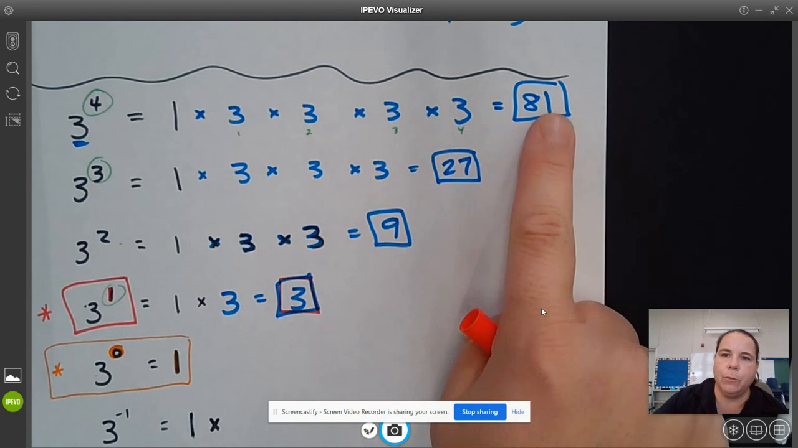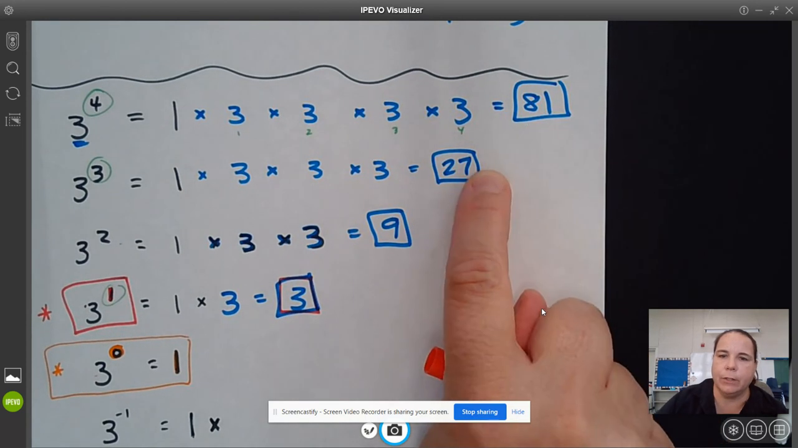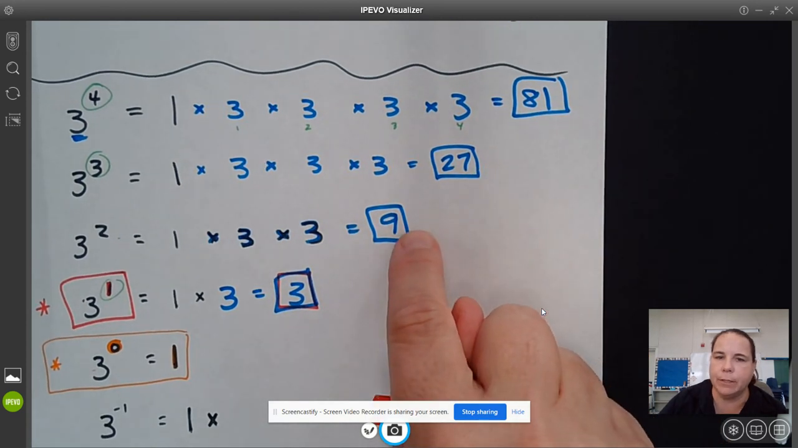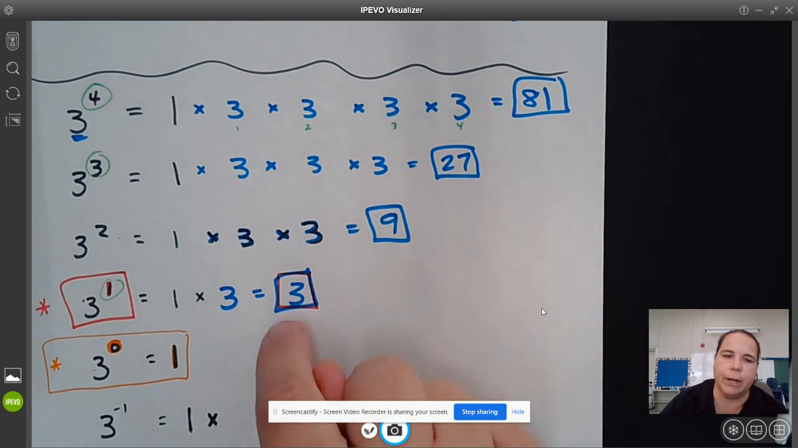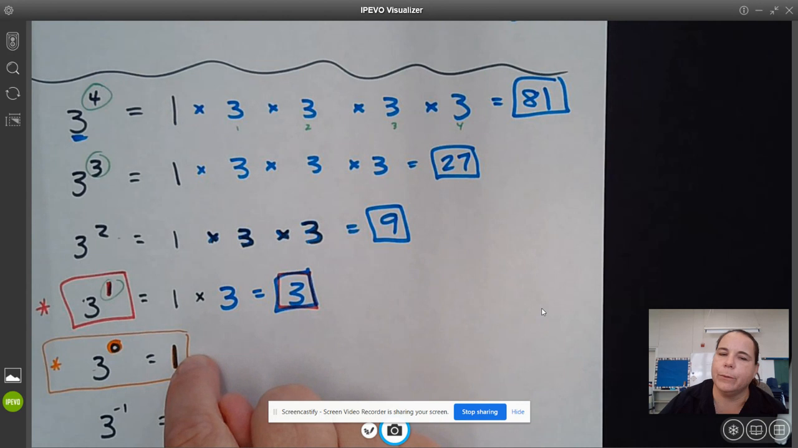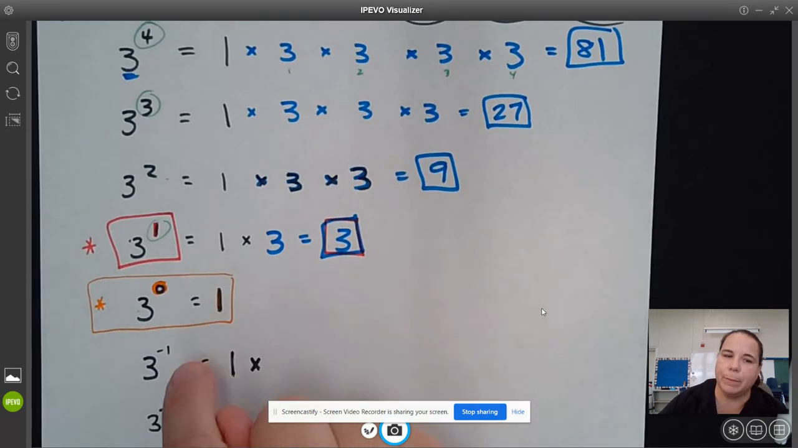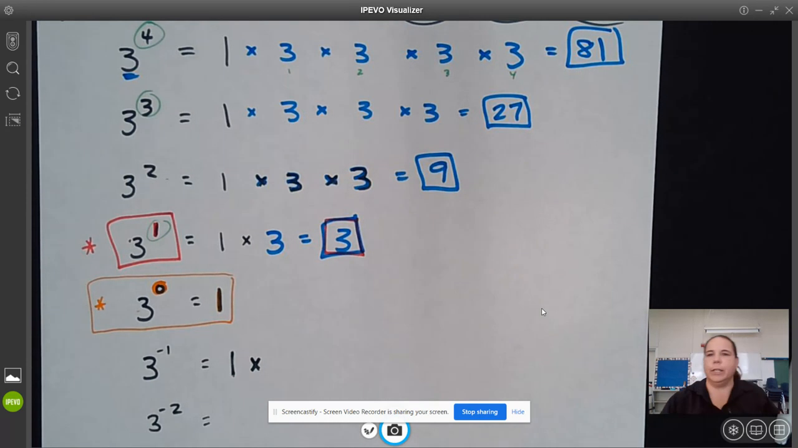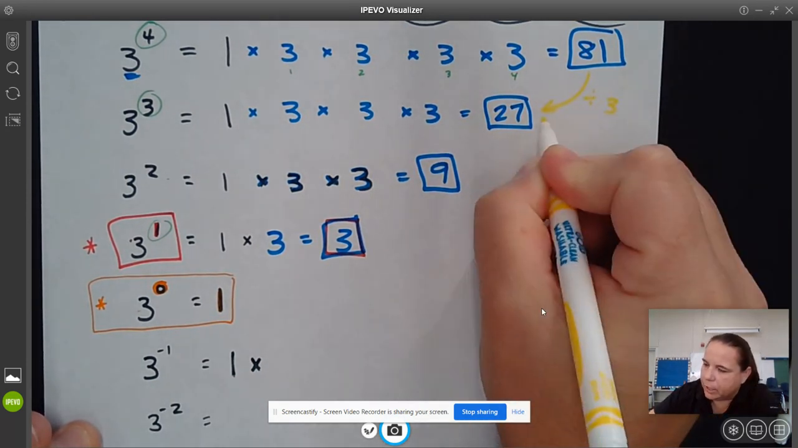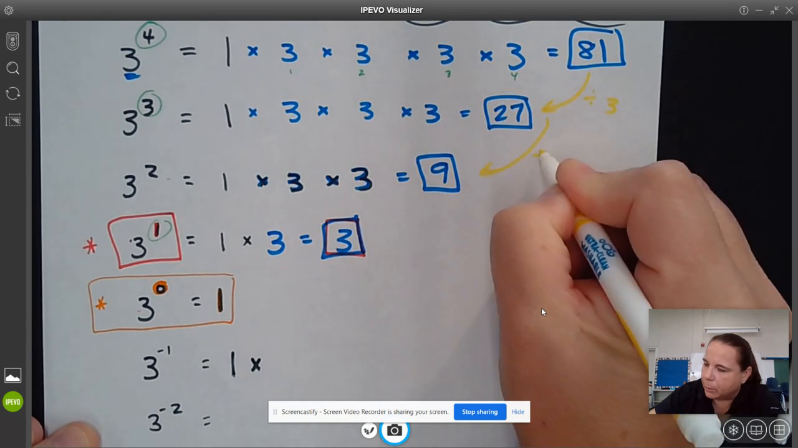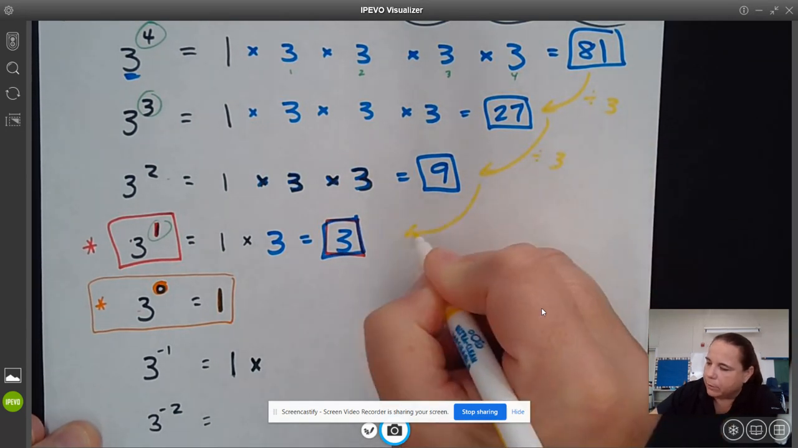So 81 divided by 3 is 27. 27 divided by 3 is 9. 9 divided by 3 is 3. 3 divided by 3 is 1. So 1 divided by 3, right? If you look at the pattern of what's really happening as we go down, each time you have one less exponent, you are dividing by 3.